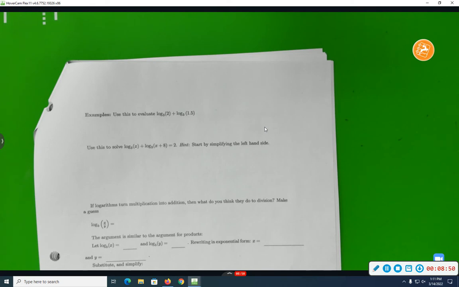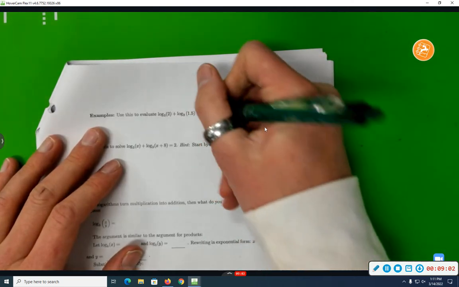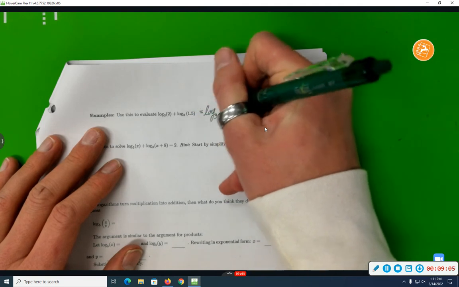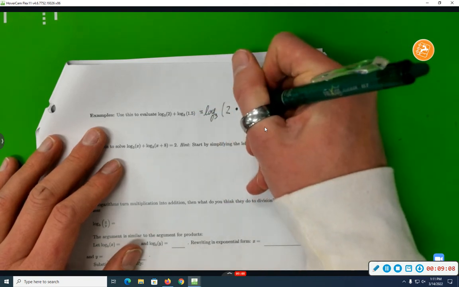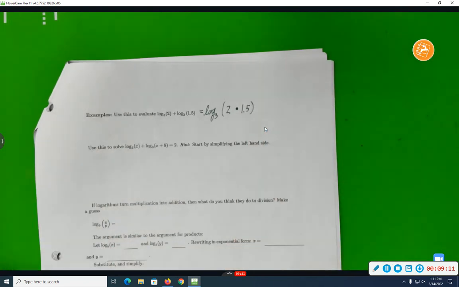So is that a sum of two logs? They both have the same base? So what does the logarithm law say this should be equal to? Log base 3 of 2, not plus, but times 1.5. So I'll put these on the board so I can use them later. So one of the rules was log base b of a product becomes the sum of the logs. Nice.